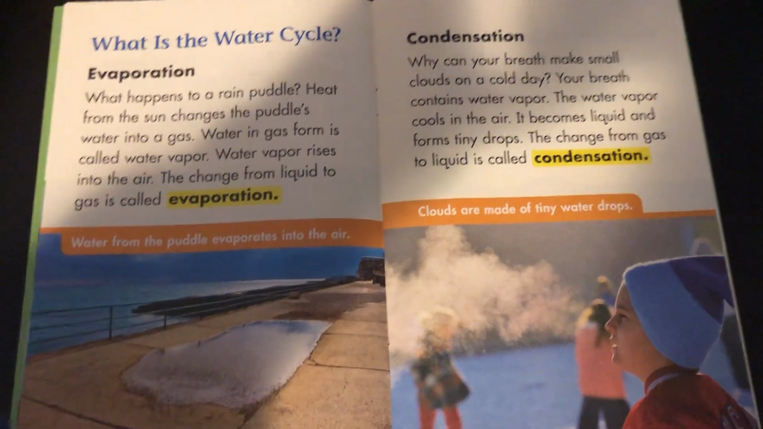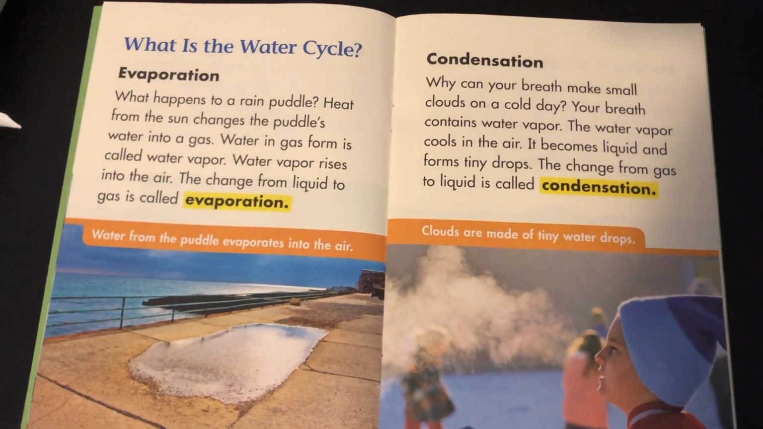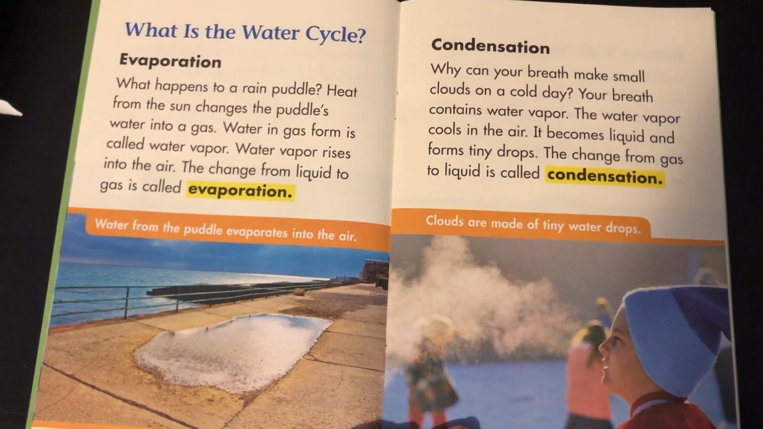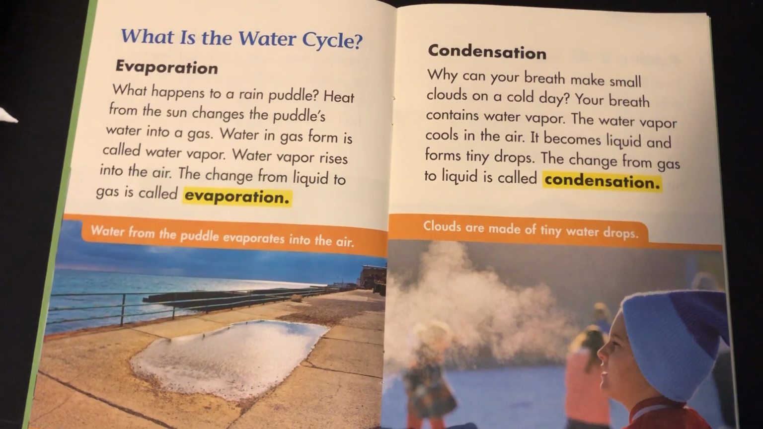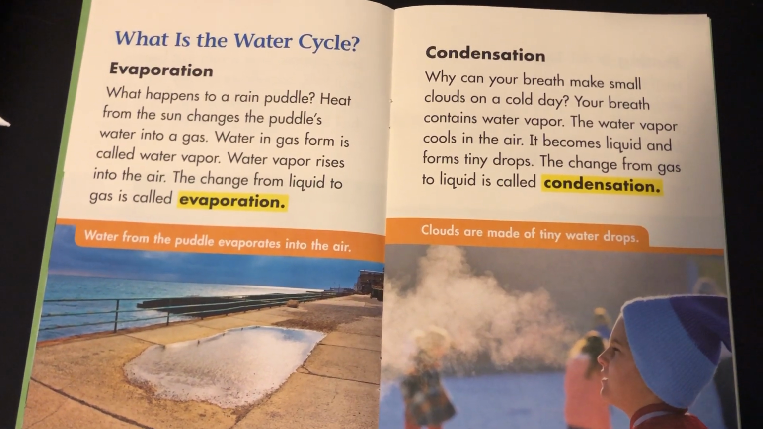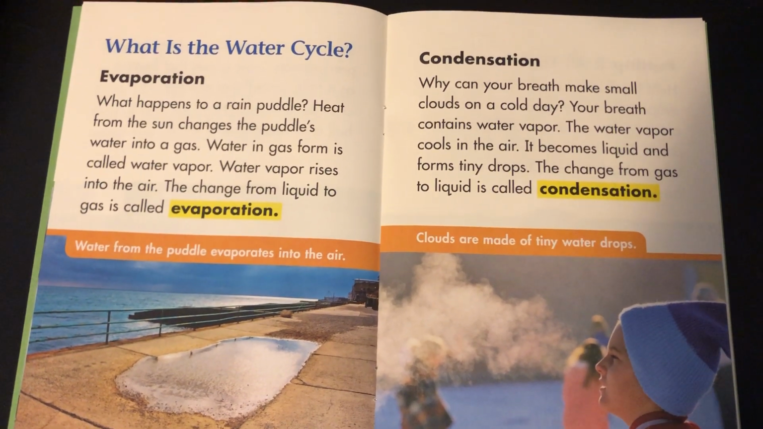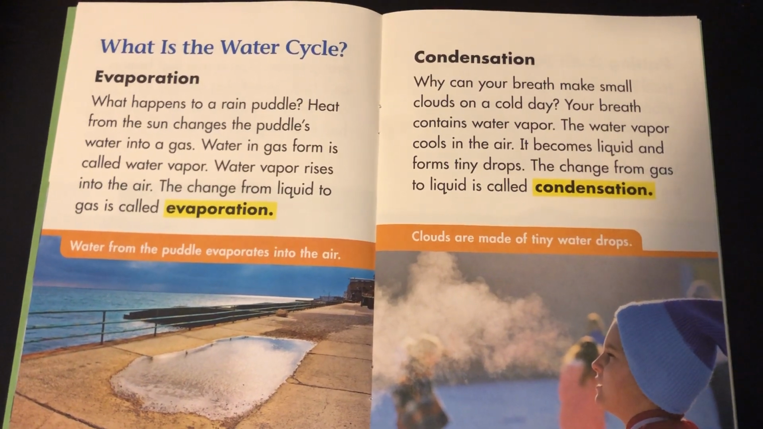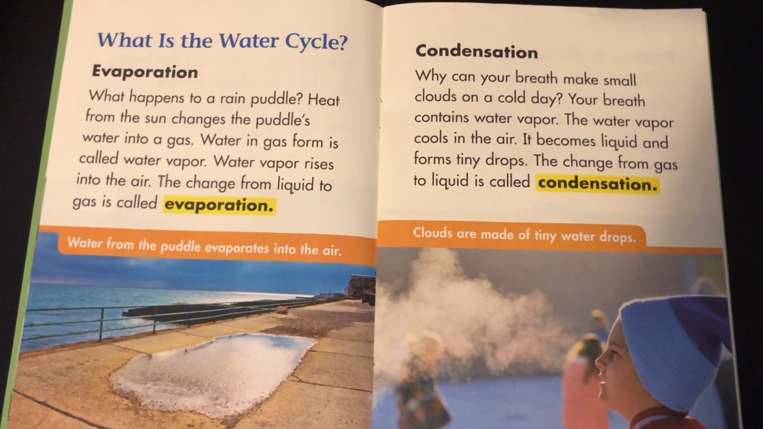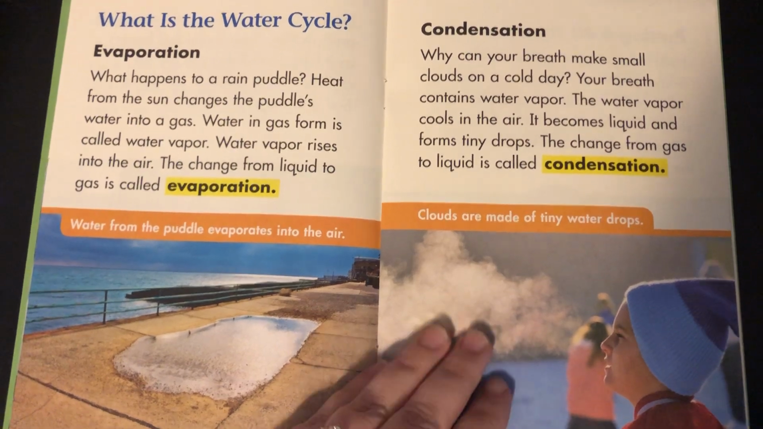Condensation. Why can your breath make small clouds on a cold day? Your breath contains water vapor. The water vapor cools in the air. It becomes liquid and forms tiny drops. The change from gas to liquid is called condensation. Clouds are made of tiny water drops.